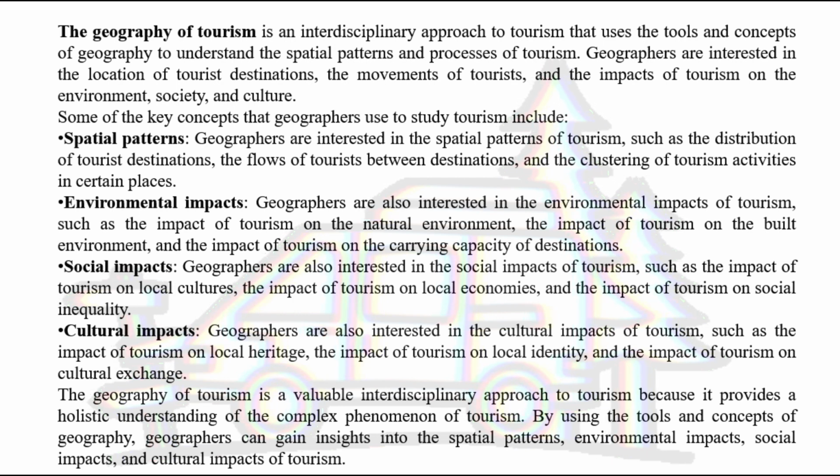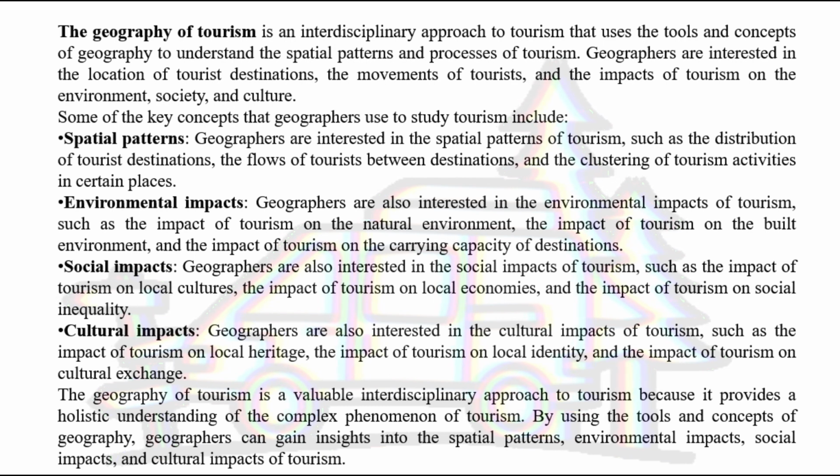Environmental impacts. Geographers are also interested in the environmental impacts of tourism, such as the impact of tourism on the natural environment, the impact of tourism on the built environment, and the impact of tourism on the carrying capacity of destinations. Social impacts. Geographers are also interested in the social impacts of tourism, such as the impact of tourism on local cultures, the impact of tourism on local economies, and the impact of tourism on social inequality.